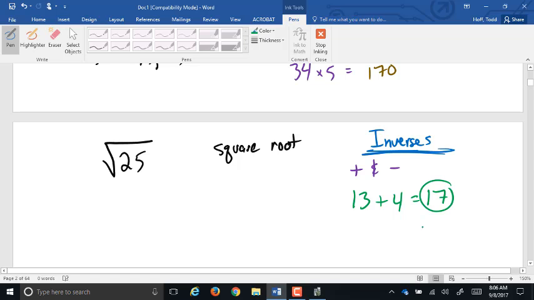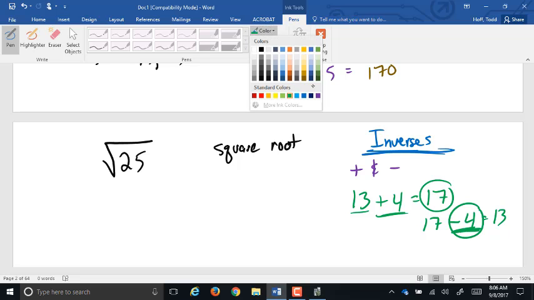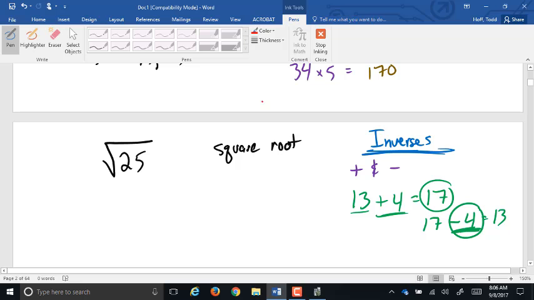17. Well, if I want to take that 17 and turn it back into a 13, what am I going to do? Subtract 4. Adding 4 and then subtracting 4 cancel each other out. We get right back to where we started. That's inverses.